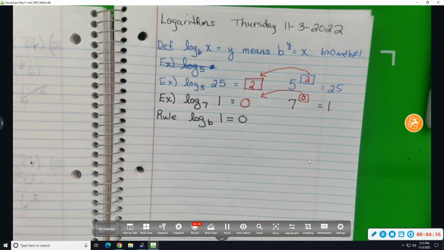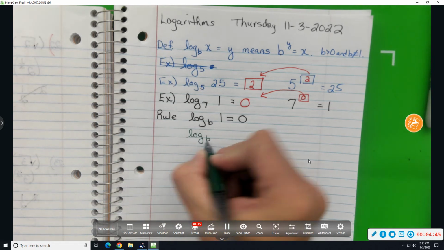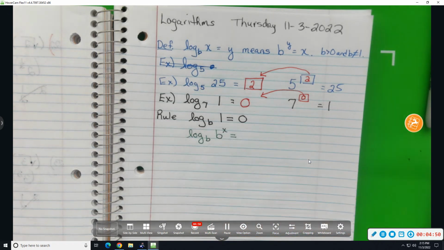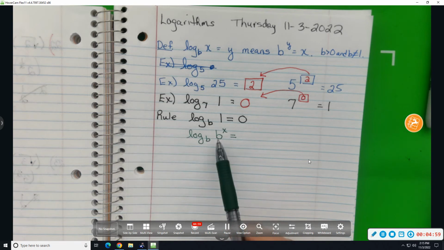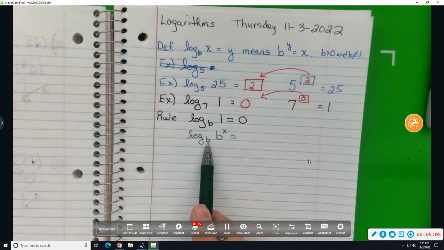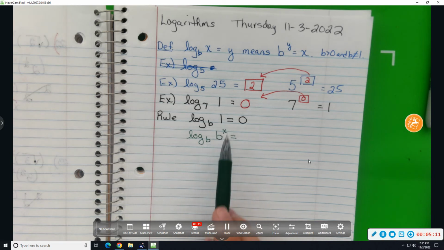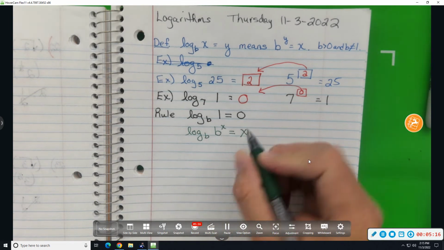Okay. Now, the next one I'm going to state, it's going to seem difficult, and sometimes things can be difficult just because they're so easy. The answer's staring you in the face, but it looks terrible. Log base b of b to the x. Think in terms of exponents. What exponent do I put on the small b here in order to get b to the x? X. B to the x is b to the x.